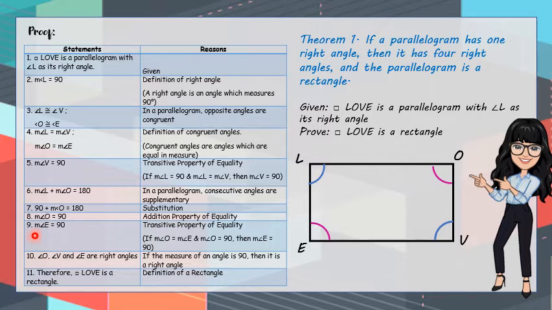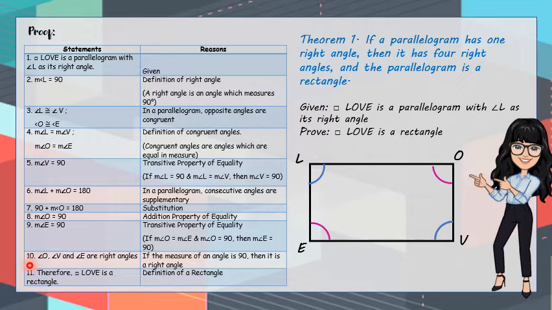And then measure angle E is equal to 90 degrees. So why is measure angle E equal to 90 degrees as well? So we know here from statement number 4 that measure angle O is equal to measure angle E. So if measure angle O is equal to 90, that means to say measure angle E is also equal to 90 degrees. So that is by transitive property of equality. So if measure angle O is equal to measure angle E and measure angle O is equal to 90, then measure angle E is equal to 90 as well. Or you can use substitution.